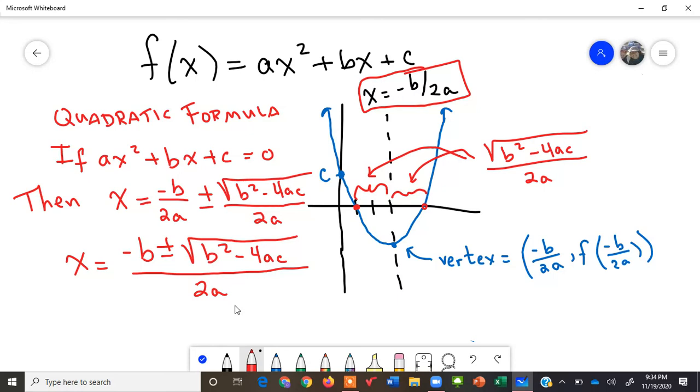So hopefully that helps you graph functions in standard form, but also understand how the quadratic formula relates to the graph of a function in standard form, and how you can use the quadratic formula to find your x-intercepts.